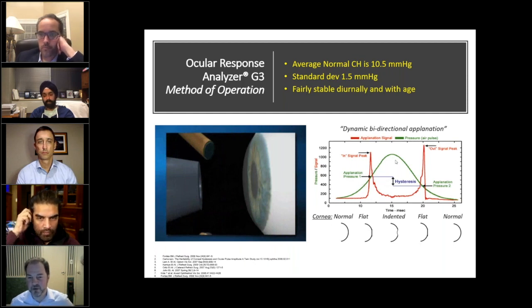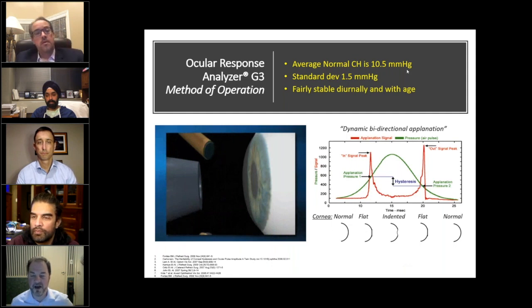It resists the deformation on the way in, and then it resists the return to its original configuration on the way out. The average of those two pressure points gives us a very good Goldmann equivalent pressure measurement, and the difference between those two describes the cornea's effect on the IOP measurement, which we term corneal hysteresis. So that's what we're going to talk about a lot this evening.